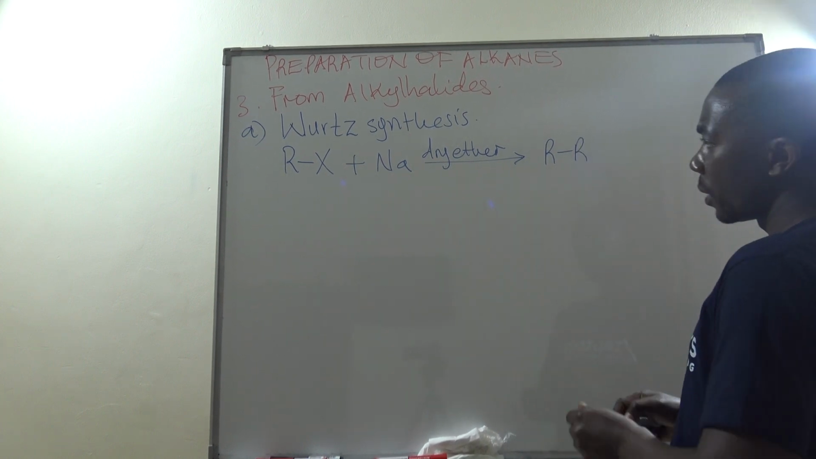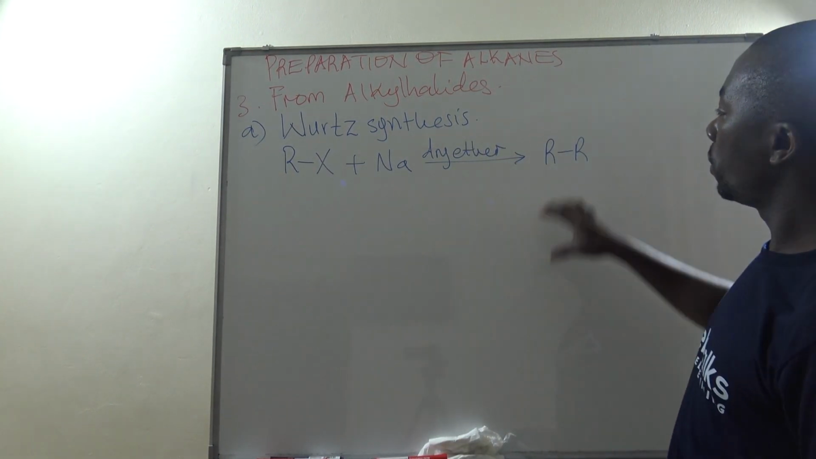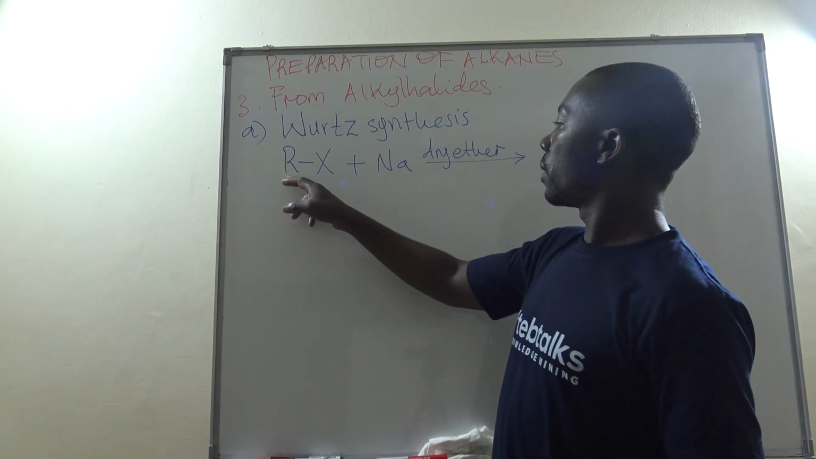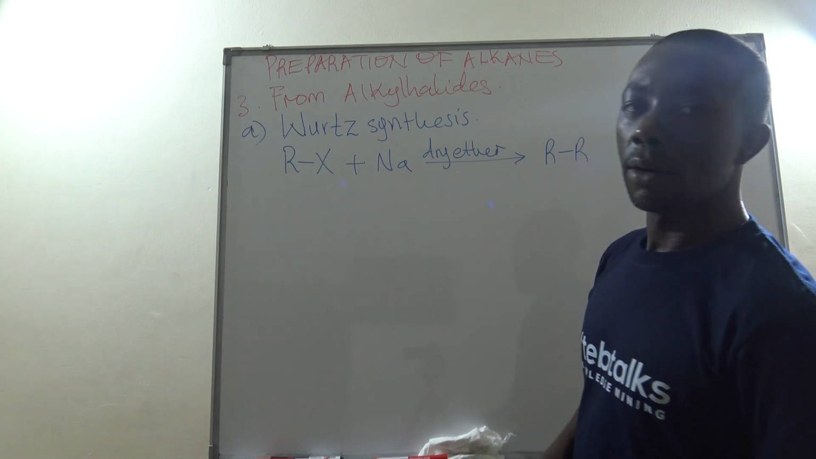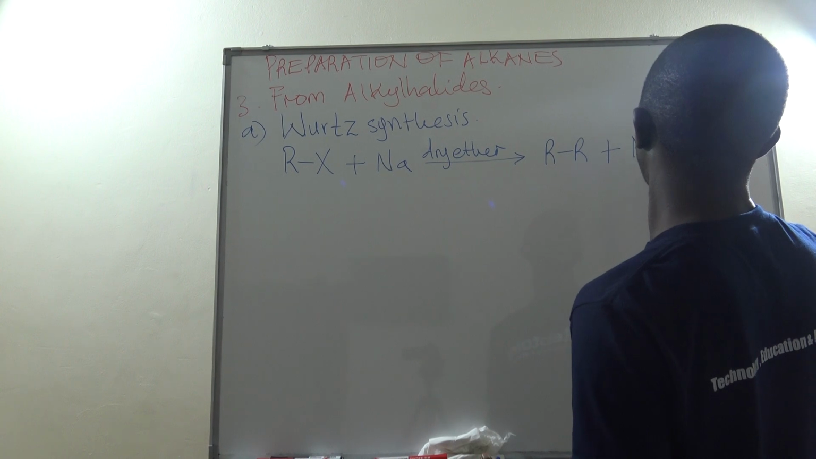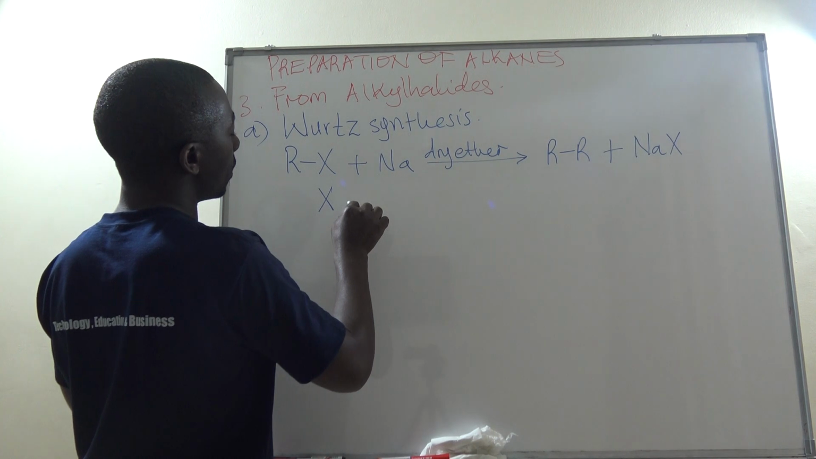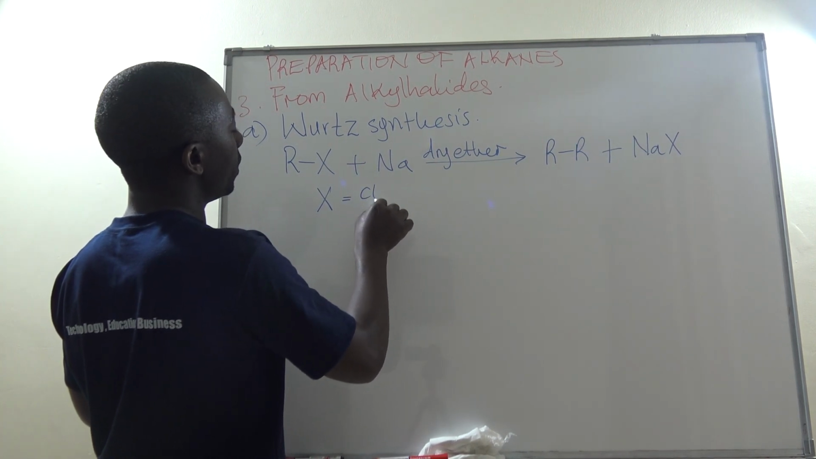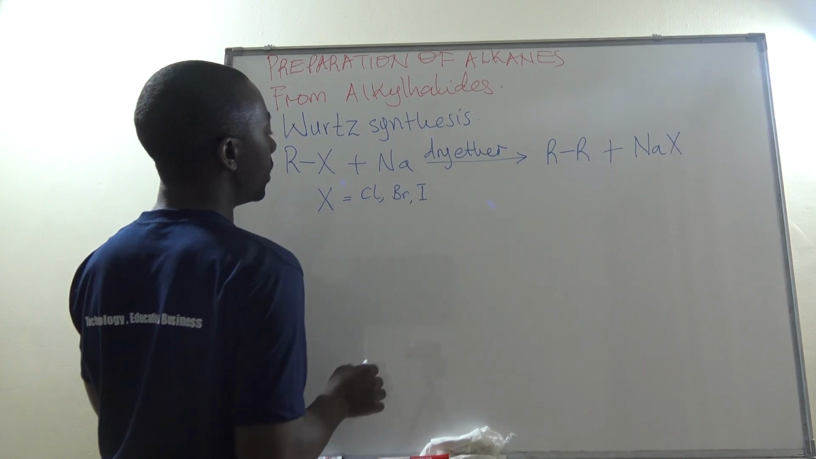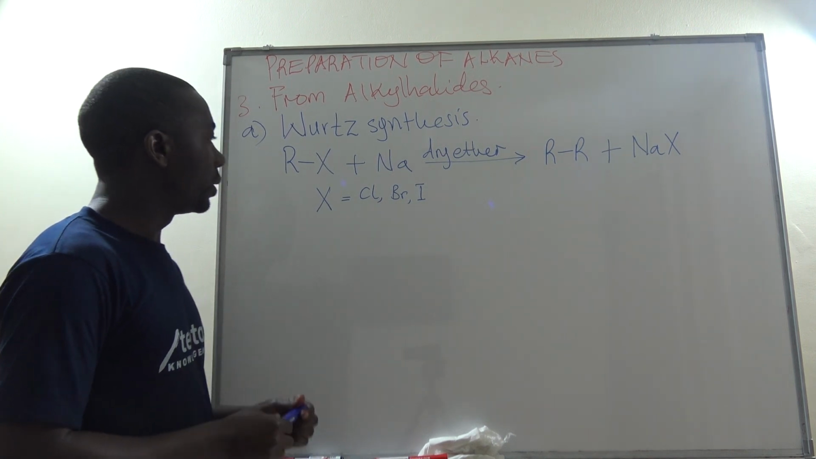two R's. So imagine the R is an alkyl group, this R is also an alkyl group. So when we join them, we get an alkane. And these are two R's, this is one R here, meaning that the length of the carbon chain has been doubled. Then maybe you can also think about NaX being liberated. So this X could be chlorine, preferably bromine, or could be iodine. And we're saying we shall have increased the length of the carbon chain.